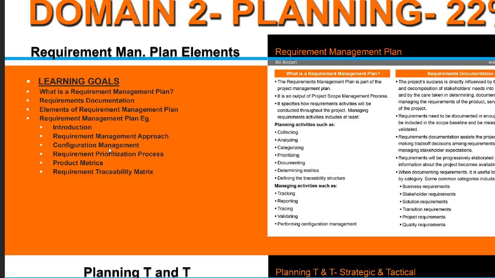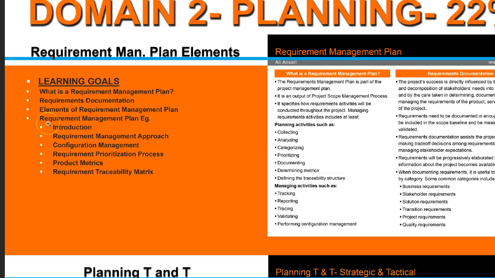In the planning domain, the first knowledge and skill that we come across, the first thing that we need to do, is the requirement management plan, where we are going to look into the elements of the requirement management plan. Basically, how we are going to collect the requirements, how we are going to manage the activities, for example tracking, reporting, tracing and validating the requirements, where we are going to do requirement documentation, and what the different types of requirements are. For example, business requirements, stakeholder requirements, solution requirements, transition requirements, project requirements, quality requirements.